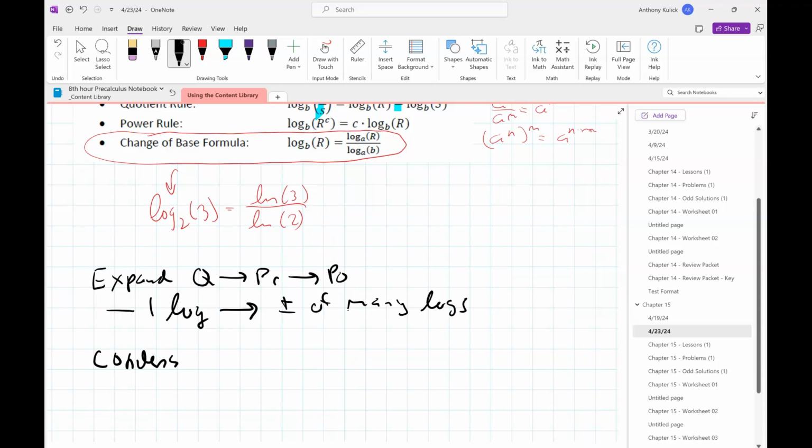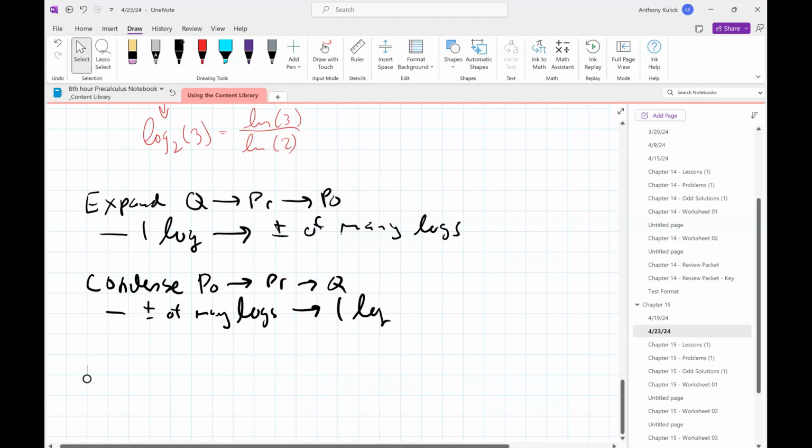The other type of problem we'll have is condensing. For condensing, we're going to take the sum or difference of many logs and try to turn them into a single logarithm. To do that, we're going to use the opposite order: power, product, quotient. Again, unless there's some set of parentheses that implies I need to do some other order there. Yes, Kate? Sure. All right.